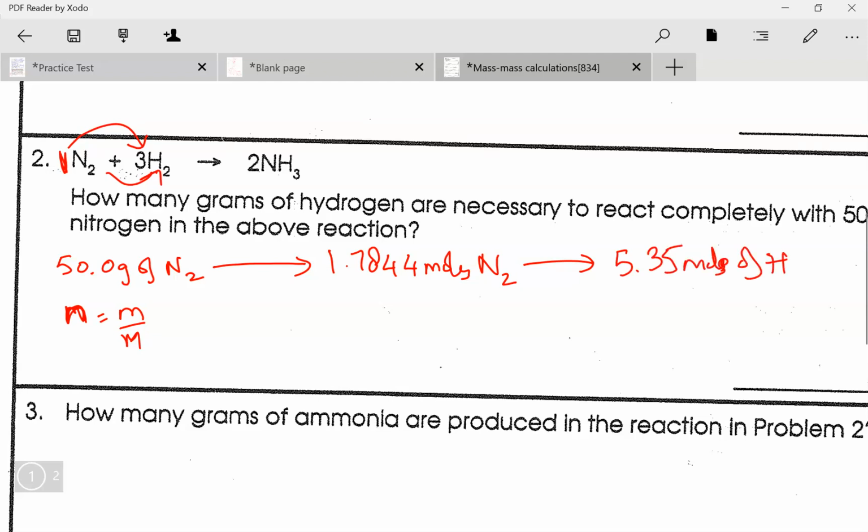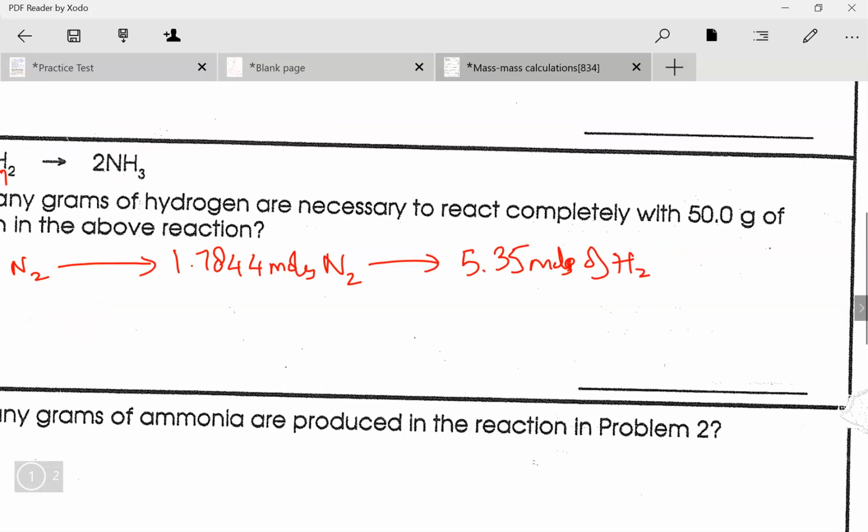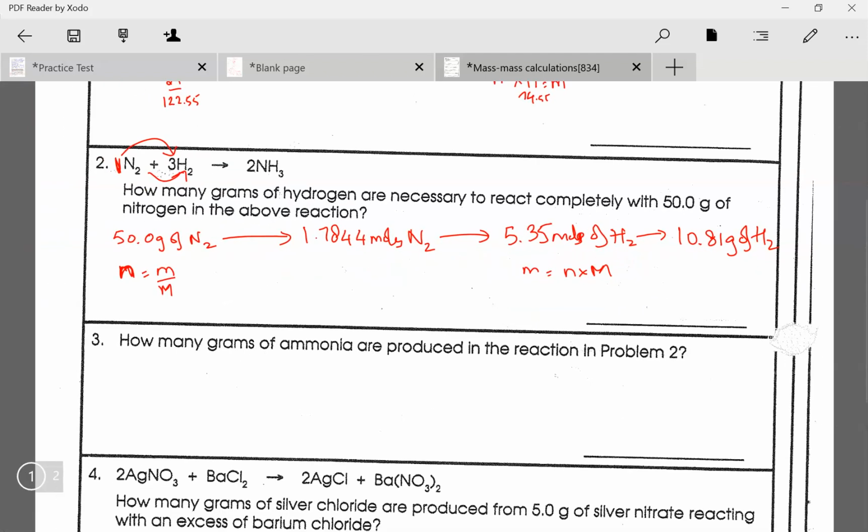of hydrogen. And then I go to mass of hydrogen by doing mass equals number of moles times molar mass. Molar mass of hydrogen is 2.02. So 5.35 times 2.02 is 10.81 grams of hydrogen. How many grams of ammonia are produced? So it's essentially the same thing.